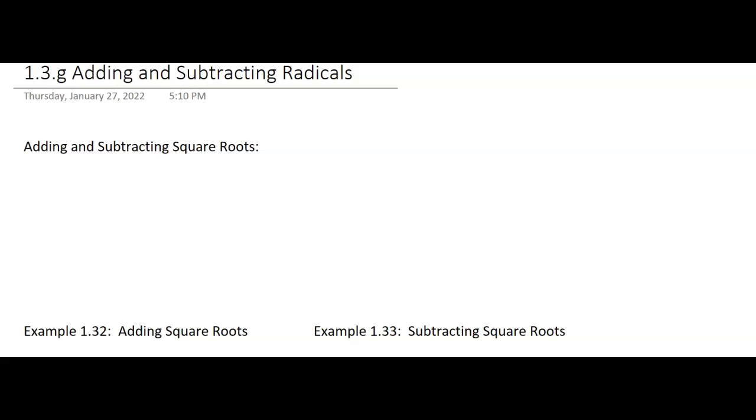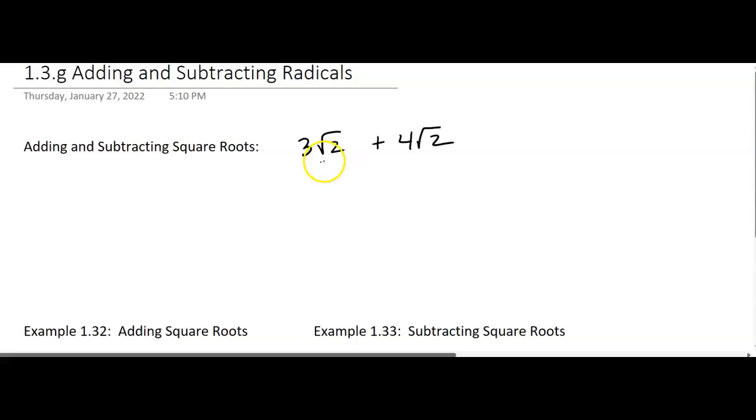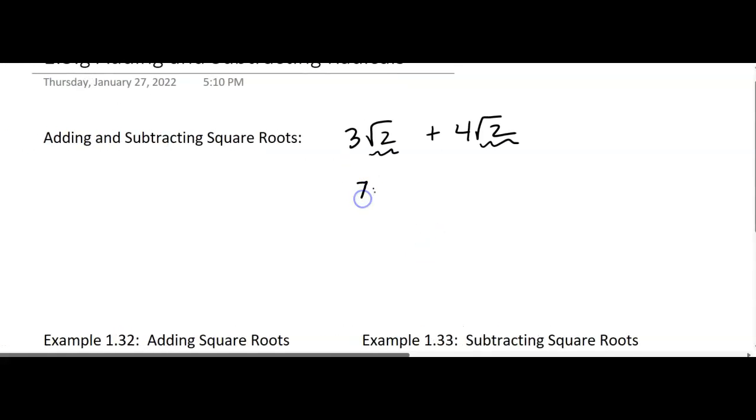We're going to talk about adding and subtracting radicals. And here's the rule. If you have 3 square root 2 plus 4 square root 2, you can add those. It's like this is an apple and this is an apple, like the square root of 2. You have 3 of them, you have 4 of them, you have 7 apples, or 7 square root 2, okay? So the radical part has to be the same, okay?